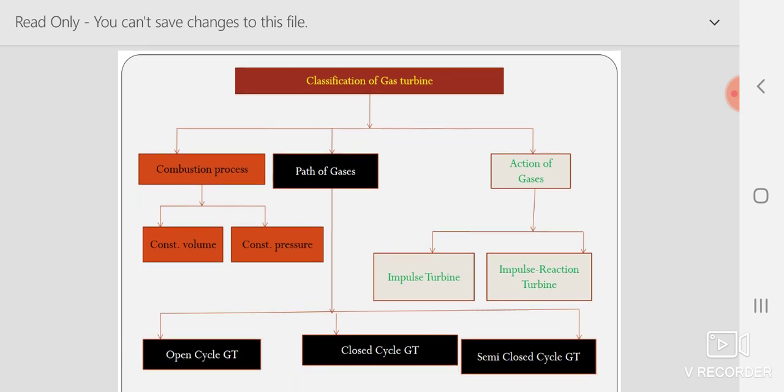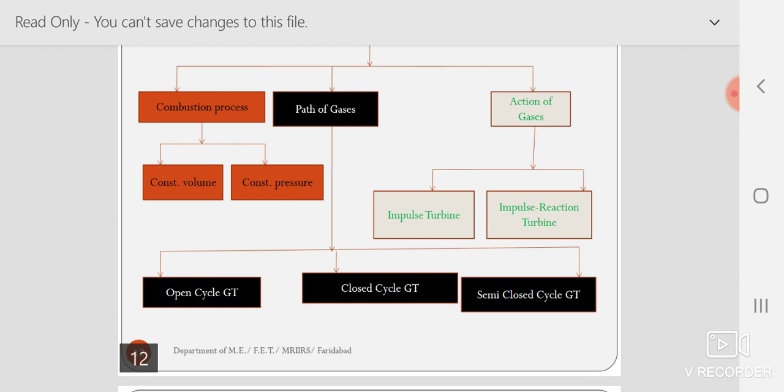Then the path of gases. There are different paths of gases. One is the open cycle gas turbine, one is the closed cycle gas turbine, and one is the semi-closed cycle gas turbine. In the open cycle gas turbine, the gas is compressed, then heat is added, and the high temperature, high pressure gas comes to the turbine and rotates the turbine. Its pressure falls, and then it is taken outside where it rejects heat. This is the open cycle gas turbine.